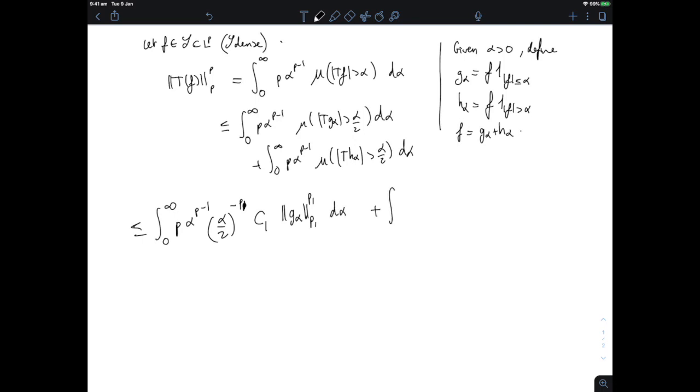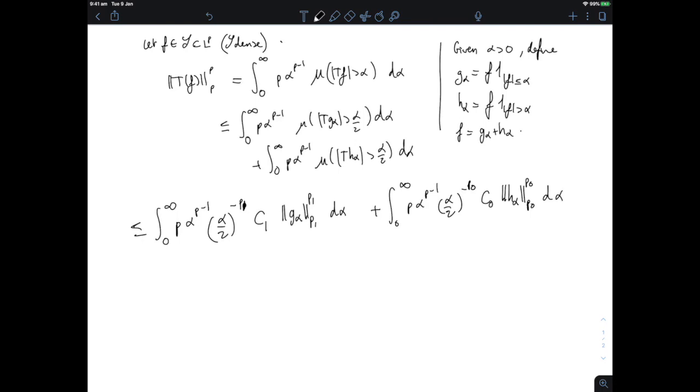And then same thing in the other case. In the other case I'm getting p alpha^(p-1), I'm introducing (alpha/2) to the minus p0 this time, and I'm picking up a constant C0 times the p0 norm of h_alpha raised to the power p0, d alpha. Now let's remember what g_alpha and h_alpha were.